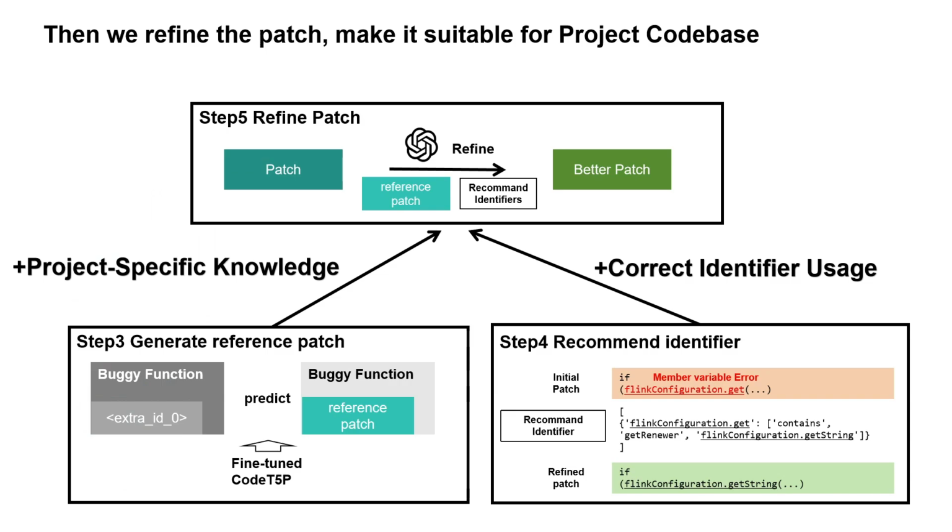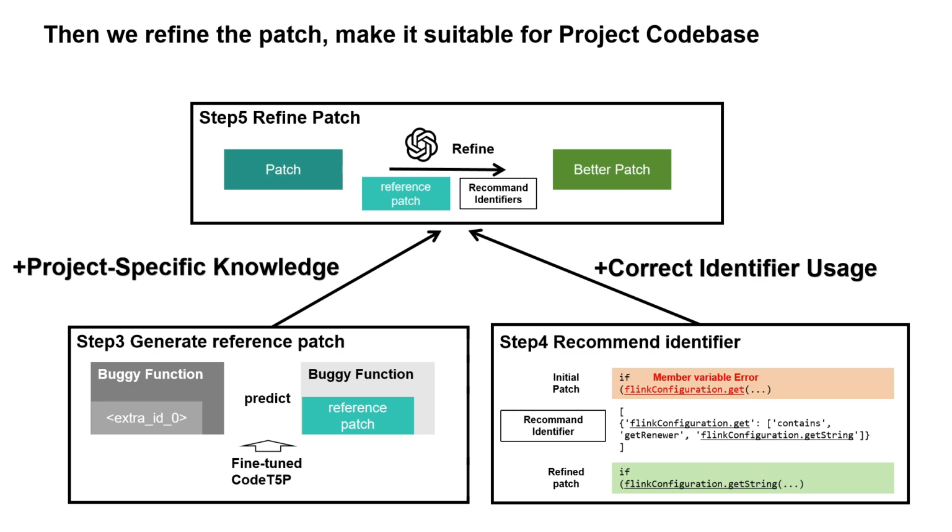To ensure that the patches are well suited to the project's codebase and easier to pass review, we optimize them in subsequent steps with 2 types of information: project-specific knowledge and identifier recommendations. For project-specific knowledge, we fine-tune the CodeT5P model on the project codebase and use it to create patches that reflect common practices for the project. Then, we recommend alternatives for identifiers in the patches to reduce the likelihood of compilation failures due to incorrect functions or member variables.